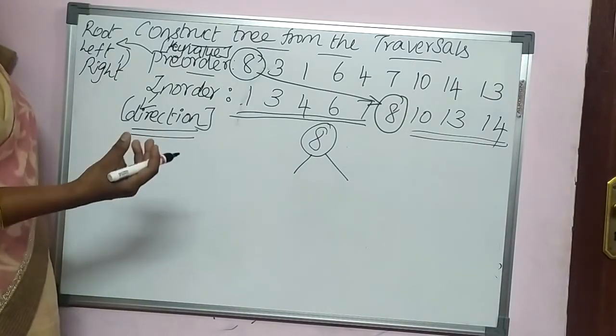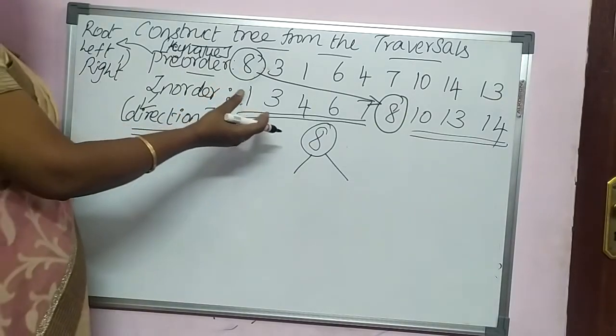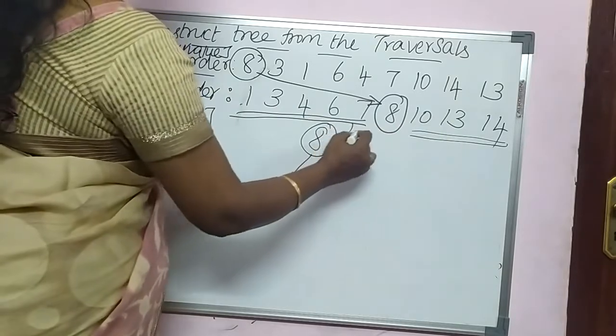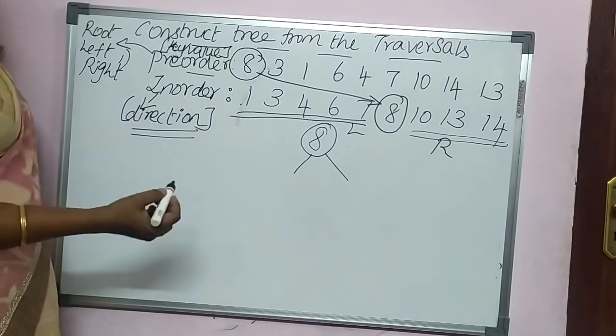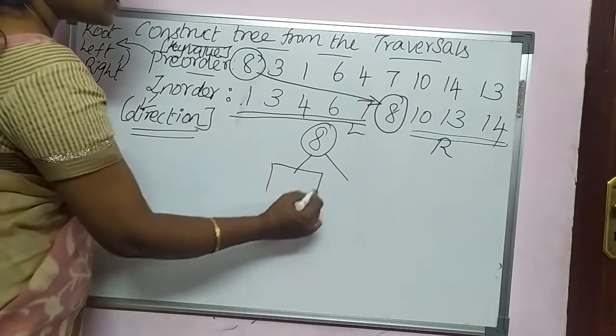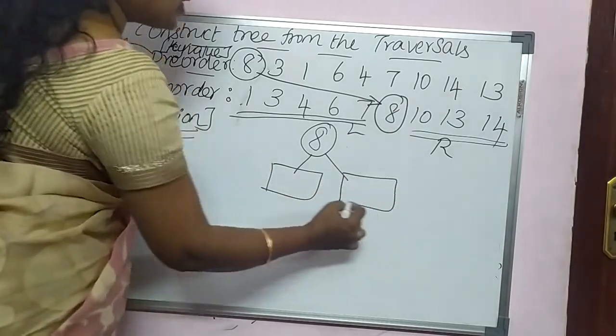So now we have come to the conclusion. These elements I have to place on the left and these elements I have to place on the right. Now the next thing is we want to identify an element. What element I have to place on the left, and similarly, what element I have to place on the right.